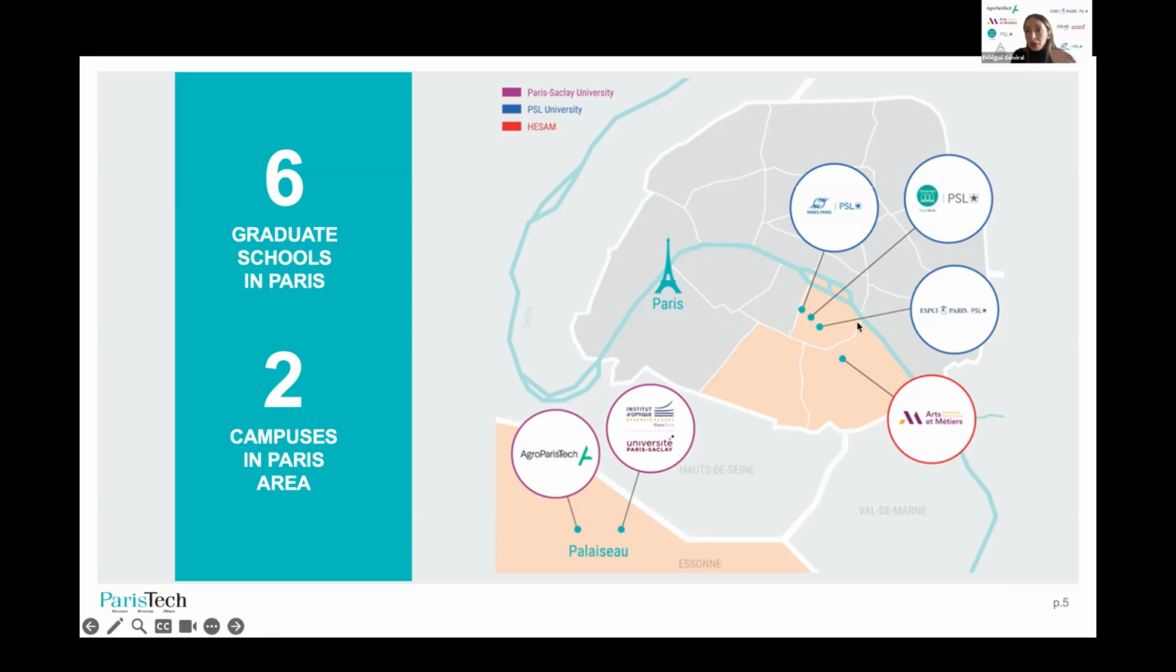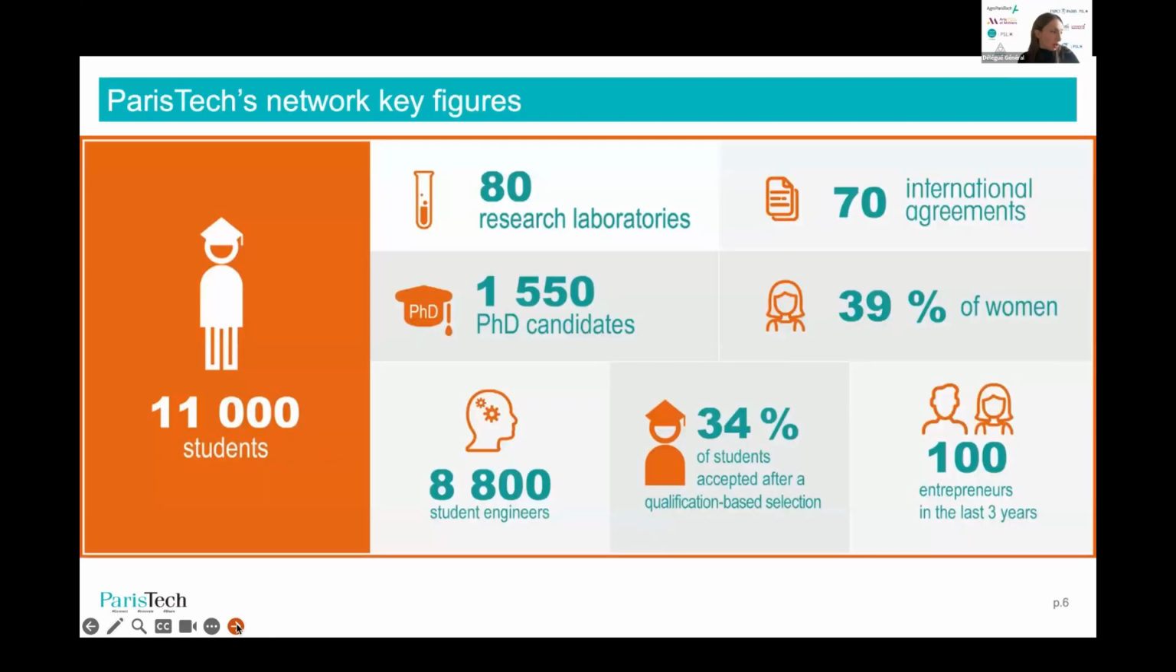So we have Les Mines, but we have Chimie, ESPCI, and Arts et Métiers, and those schools are the most important for you because they are the schools where you can apply for our program. So it's the center of Paris, and most of all, the 3 schools here belong to PSL University, Paris Sciences et Lettres, and this is also a very good university in France.